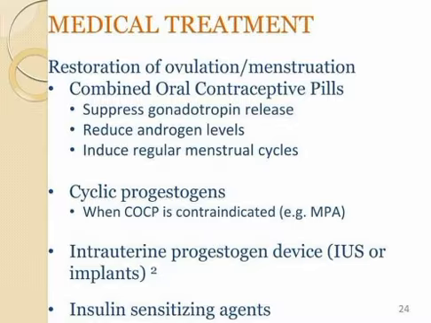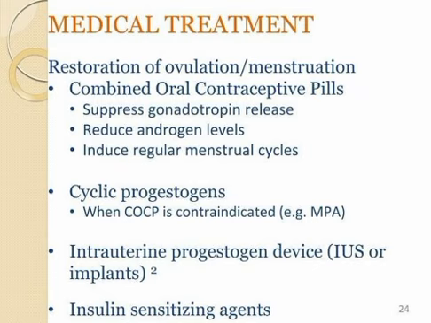While we are taking these oral contraceptive pills, they suppress the gonadotropin release as well as reduce the androgen levels in the body. Thus, they induce normal menstrual cycles, and also cyclic progestogens. Cyclic progestogens are also combined pills, which are contraindicated in some cases, so you have to take them with the proper prescription of a medical practitioner.